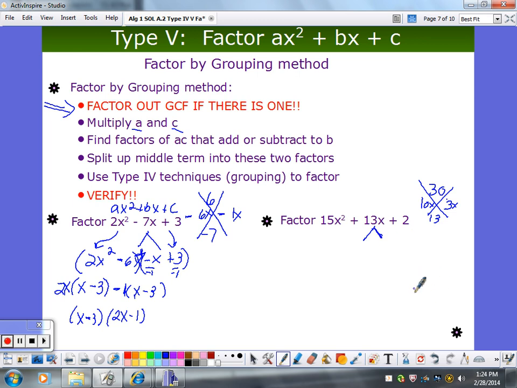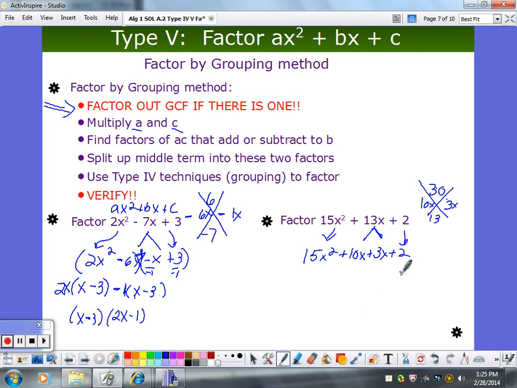So how did you have to do it? I did A times C. 15 times 2. Add this guy and this guy get multiplied. Alrighty. So then this just comes down as is. It's 15x squared. Now instead of writing 13x, I'm writing a sum: 10x plus 3x. How did I know to do a 10 and a 3? Because I did this little analysis here. And then the plus 2 comes down as we had before.